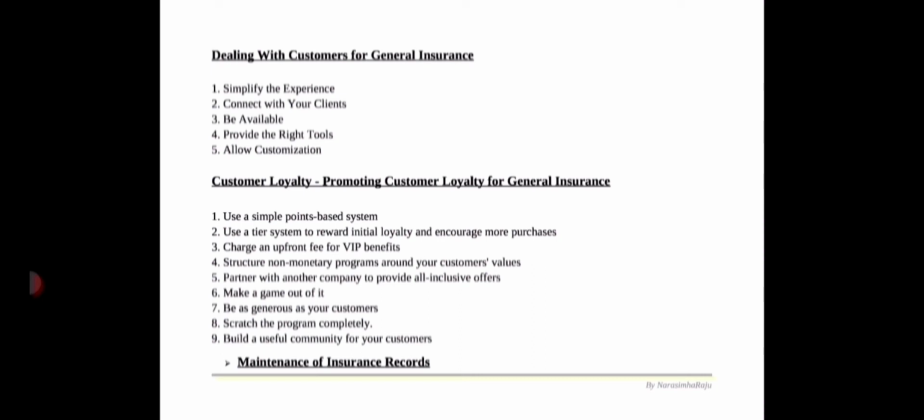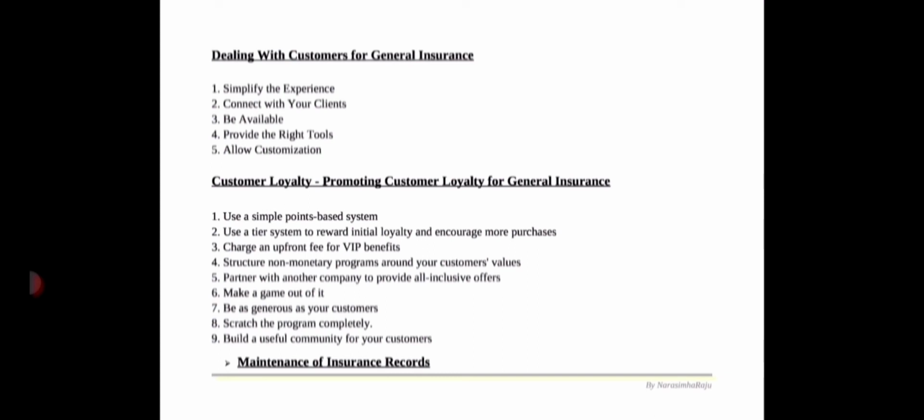And the last one of dealing with the customer for general insurance is allow customization. Not every customer needs insurance all the time. Offer policies that allow customers to only pay for insurance as they need it. It is a popular solution for many individuals. If a service can always be easily updated, that shows that specialization and finding unique solutions for certain groups of customers is a priority.